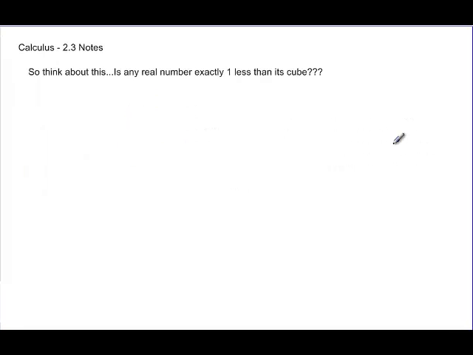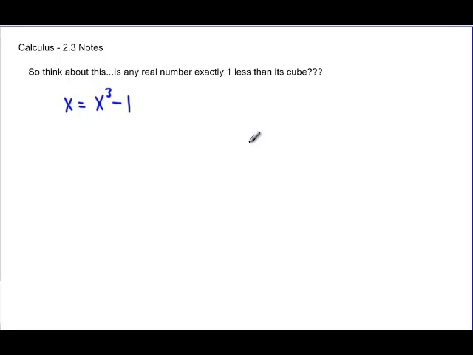Okay, so here we go. Intermediate value word problem. So think about this. Is any real number exactly 1 less than its cube? We've got ourselves a word problem here, and some math that we're going to have to pay attention to. Is there any real number x that is exactly 1 less than its cube? In other words, can we solve this equation?